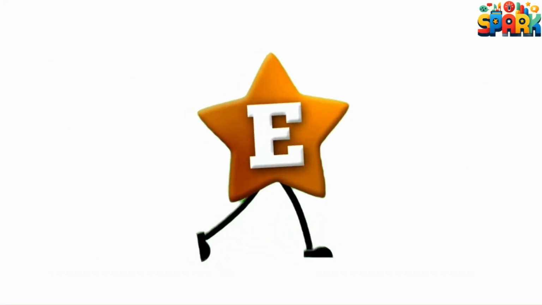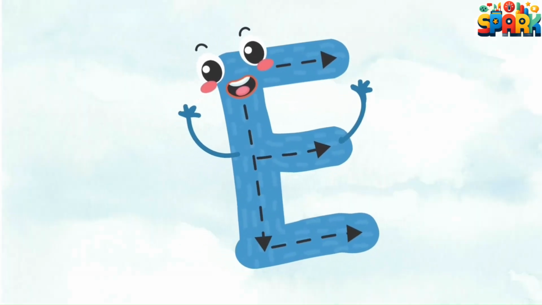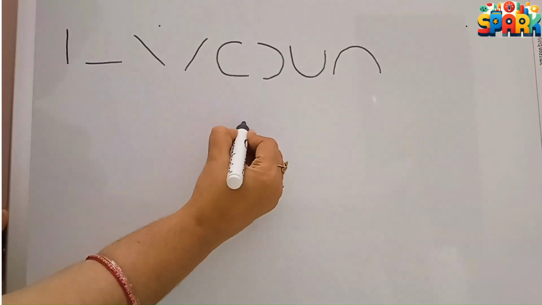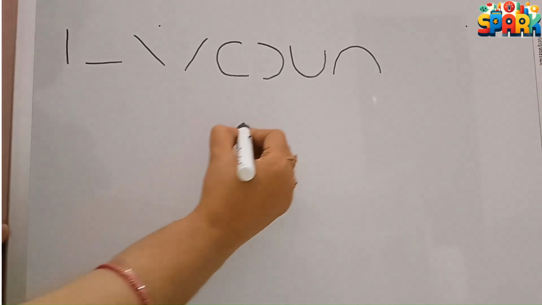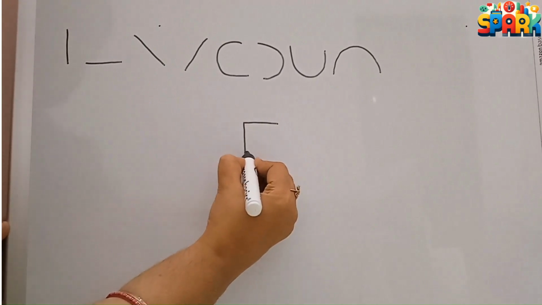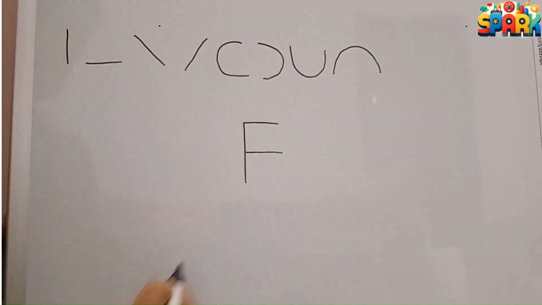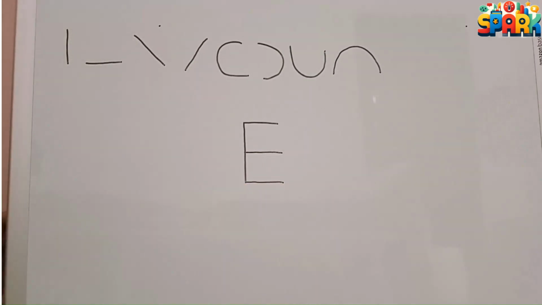Bye bye D. Now it's time for E. This is the letter E. Now we will trace it together. To trace E, simply first draw a standing line like this. Then at the top, one small sleeping line. Then down to it another sleeping line. And at the end one more sleeping line.